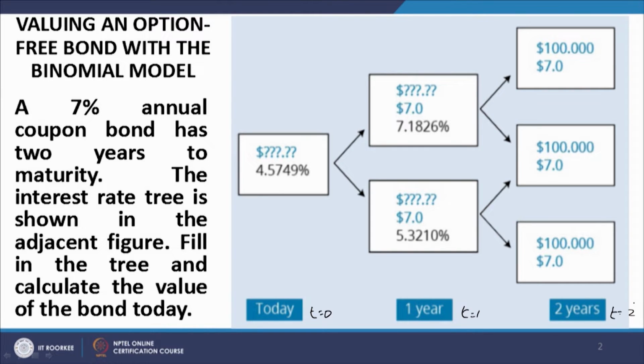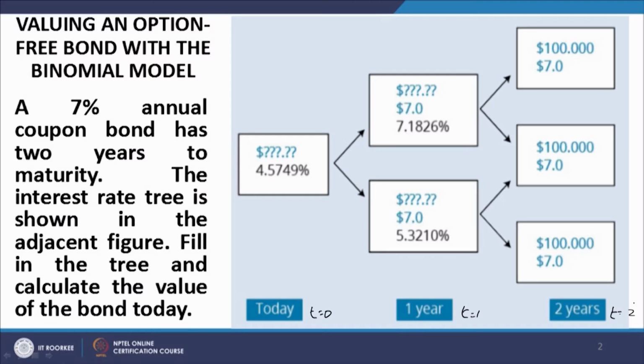So, let me repeat, at t equal to 0, the spot rate that we will have for a deposit or for that matter for a borrowing, that is the relevant interest rate, that is 4.5749%, and for the period from t equal to 1 to t equal to 2, the forward rate as estimated at t equal to 0 could take one of two values, 7.1826% or 5.3210%. Now, let us proceed with the valuation exercise.